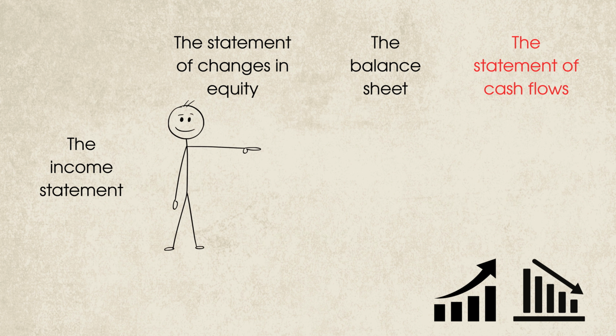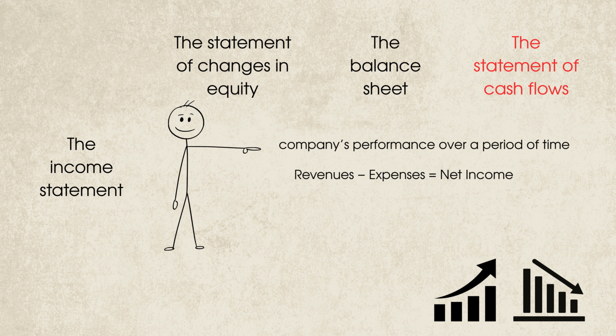This statement tells the story of a company's performance over a period of time, how much money it made and how much it spent. It's all about revenues and expenses. And the key formula is revenues minus expenses equals net income. In other words, did the company make a profit or not? And if so, how much?